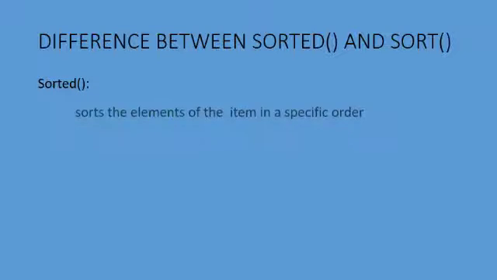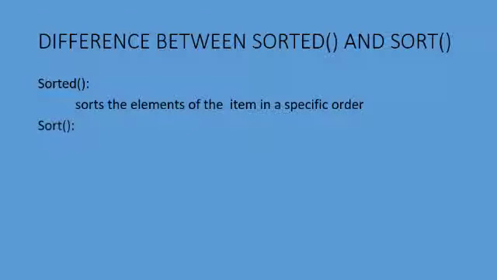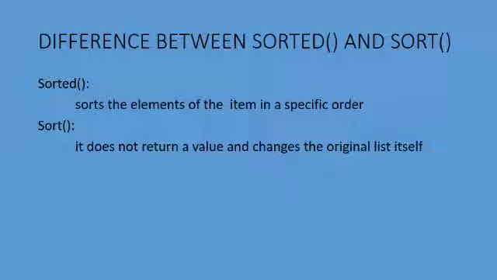That's all. Next, we are going to see the difference between sorted and sort. Very simple thing. What is sorted and what is sort? Sorted means it sorts the elements in some order. It may be ascending or descending order. And the sort function, what is the thing? It does not return a value. It won't return anything. Instead, it changes the original list. The original list will be changed into a sorted list. The sorted function sorts elements in some order. But in the sort method, it does not return any value. It changes the original list itself. That's all.